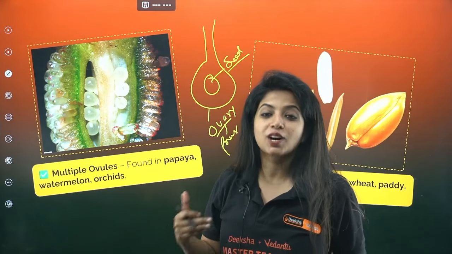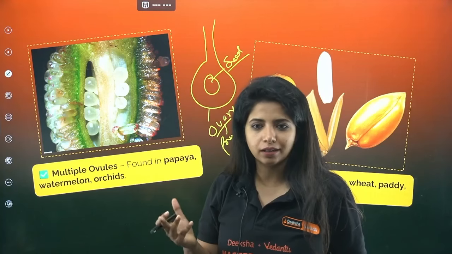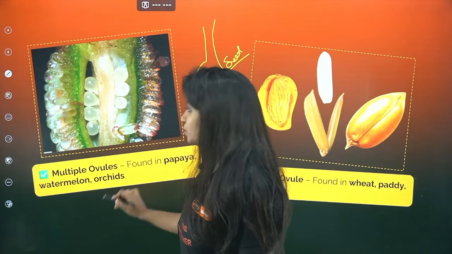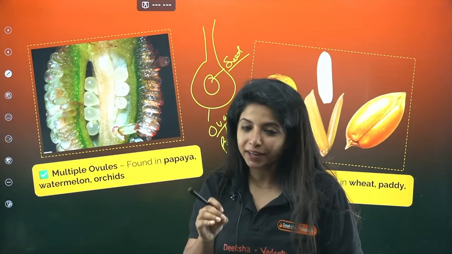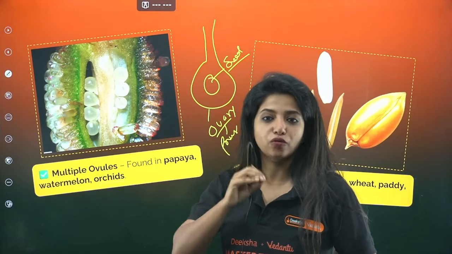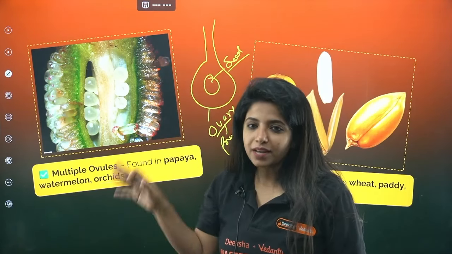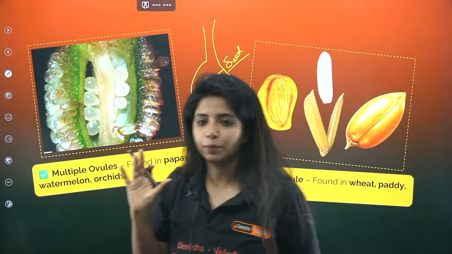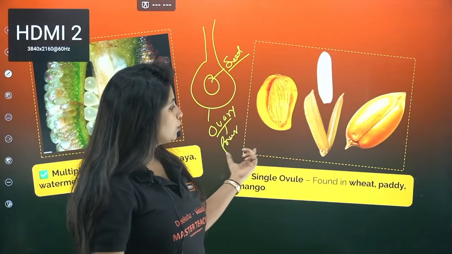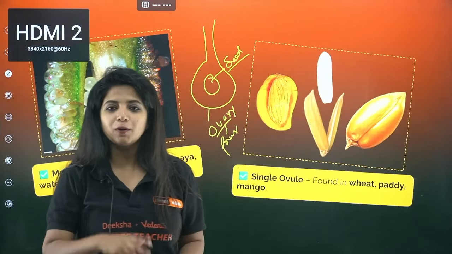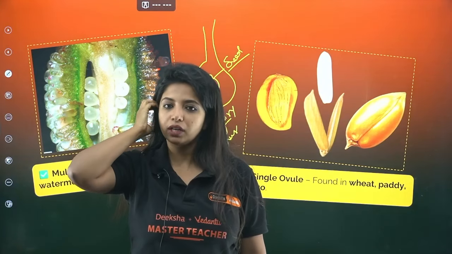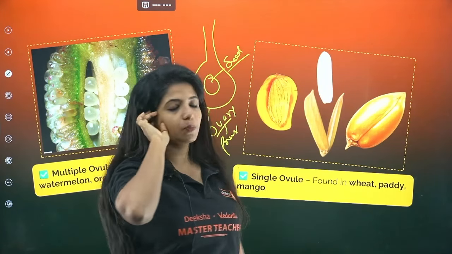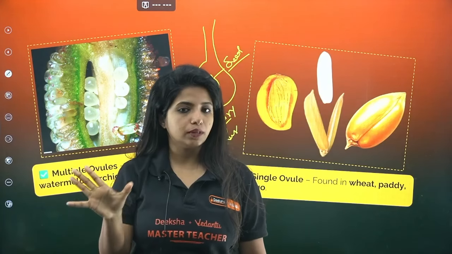So papaya and watermelon are examples. This you can easily remember. Orchid is something for which you might not have seen the flower, but please remember, orchid has multiple ovules. Orchid is also among papaya and watermelon, and they also have multiple ovules. On the other hand, if you talk about wheat, paddy and mango, you have seen, only one seed is there, right? So they just have a single ovule. Even wheat, even paddy, my dear children, all of them have a single ovule only.